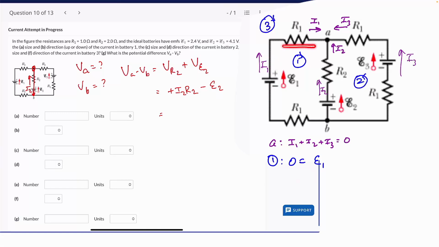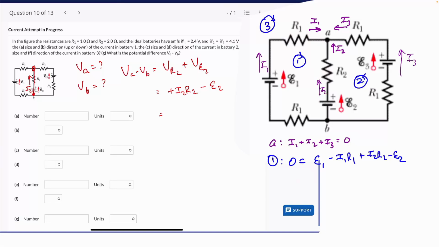Up here, my current direction and my loop direction are the same, so negative. Over here, my loop direction and my current direction are opposite, positive. Here I'm going through the battery backwards. Do you get that, right? Applying those rules consistently means that the math will work out, even though we've guessed wrong on the direction. So what did I say? Negative I1 R1 plus I2 R2 minus battery 2.